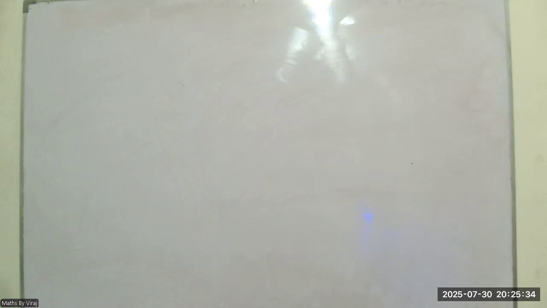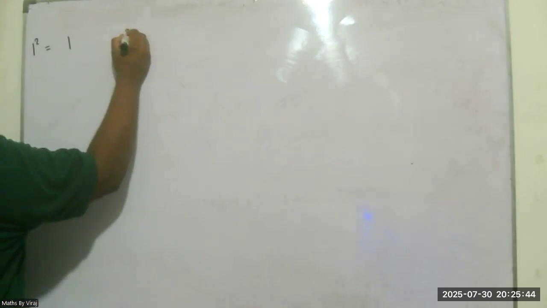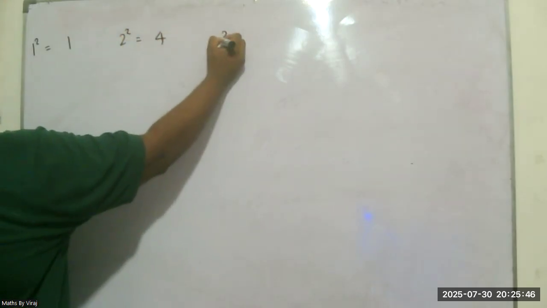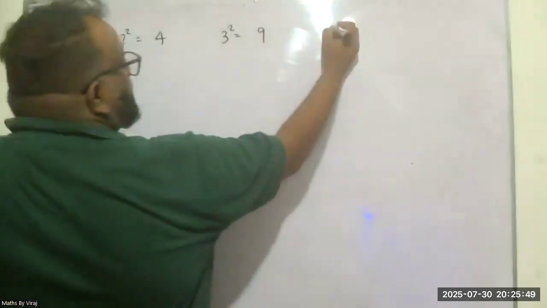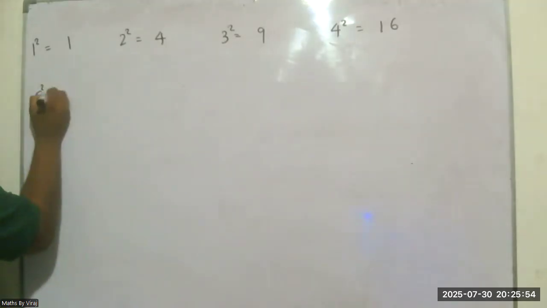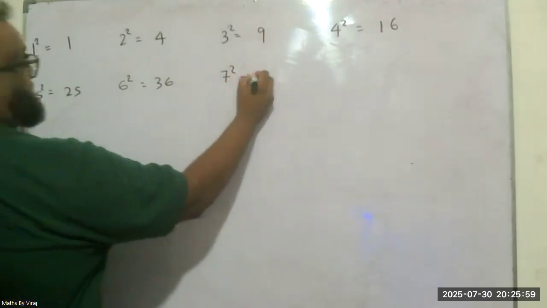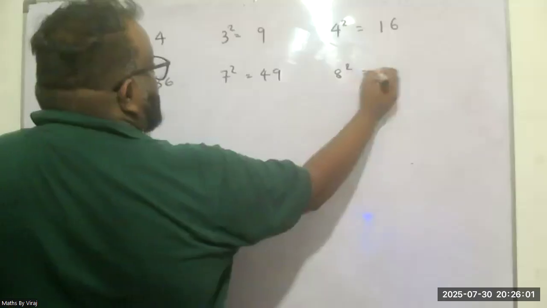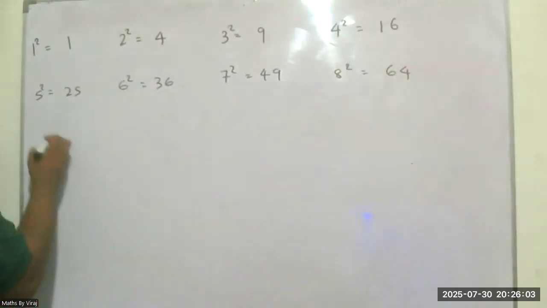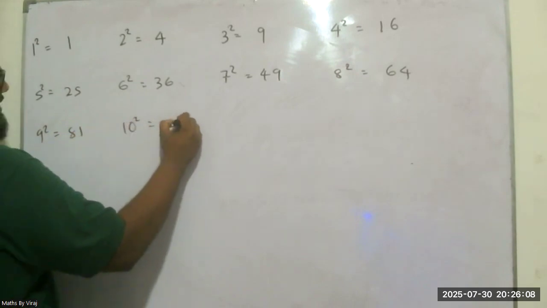Let's try to understand the pattern in the units place or the digits place or ones place, whatever you call it. 1 squared is 1. 2 squared is 4. 3 squared is 9. 4 squared is 16. 5 squared is 25. 6 squared is 36. 7 squared is 49. 8 squared is 64. 9 squared is 81. 10 squared is 100.